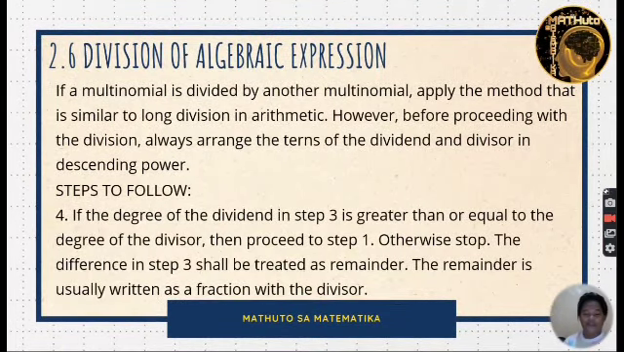If the degree of the dividend in step 3 is greater than or equal to the degree of the divisor, then proceed to step 1. Otherwise, stop. Then the difference in step 3 shall be treated as remainder. The remainder is usually written as a fraction with the divisor. So, that is what we need to remember. Our answer will be different here. So, we have a fraction as our remainder.